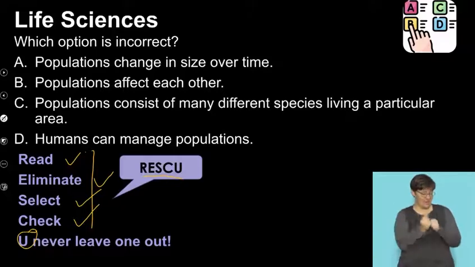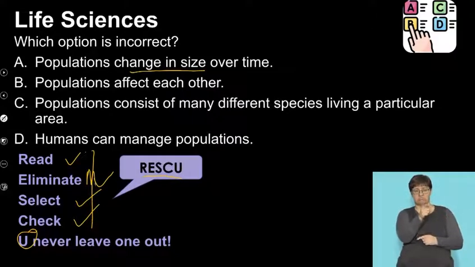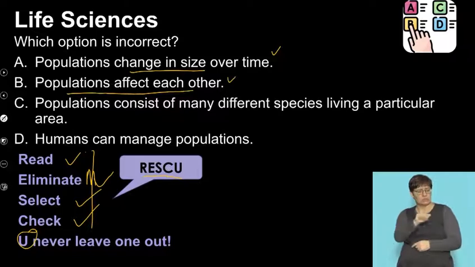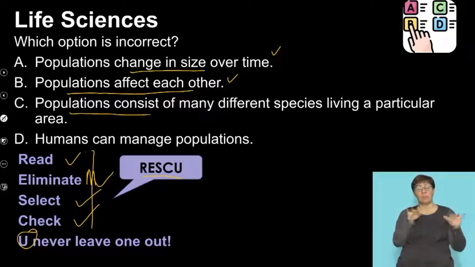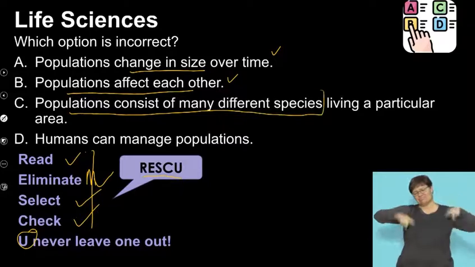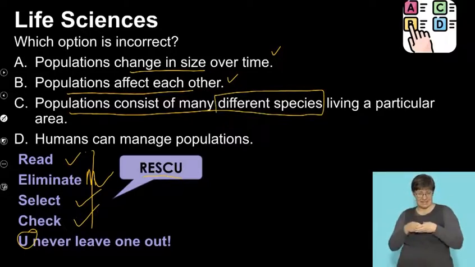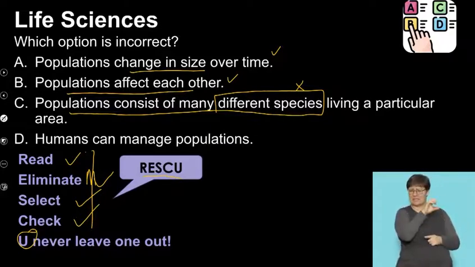Let's start. Populations change in size over time. And I'm going to eliminate the one that I think, that one's actually the correct statement. Populations affect each other. Yeah, that's true. Populations consist of many different species. This sounds wrong to me. I've learned that populations consist of one species living in a particular area. So I'm thinking that this might be my answer.